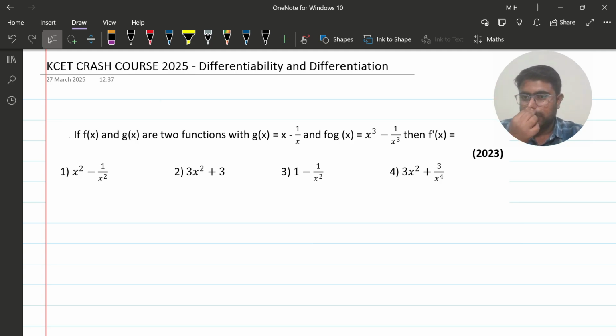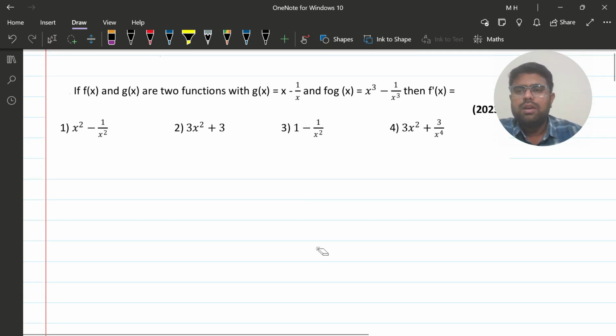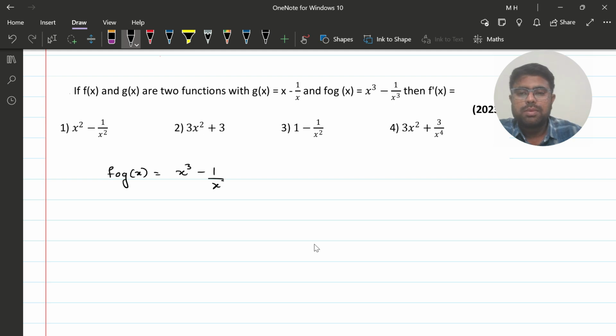Fine. The first question says, if f of x and g of x are two functions with g of x equal to x minus 1 by x, and f of g of x is equal to x cube minus 1 by x cube, then f dash of x is equal to, that is what they have asked. Now you see, what they have given is f of g of x is equal to x cube minus 1 by x cube. So we'll have to find out f dash of x.